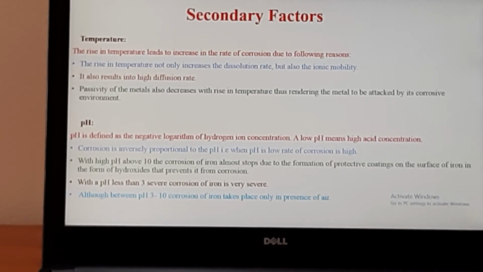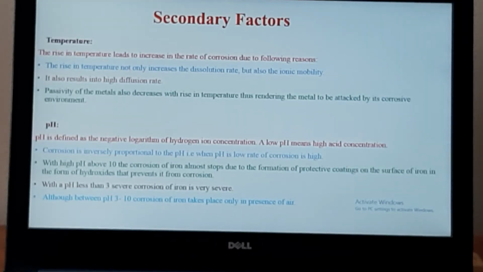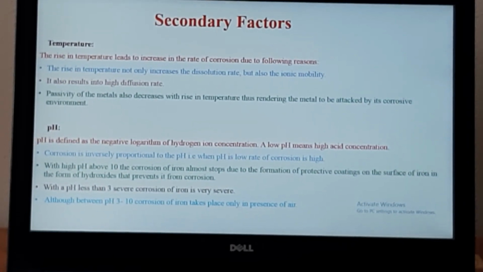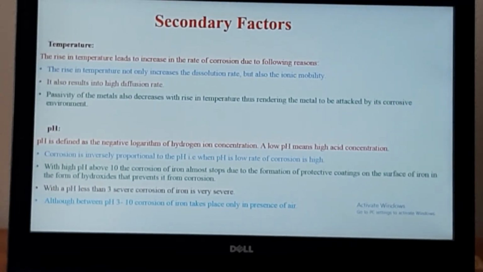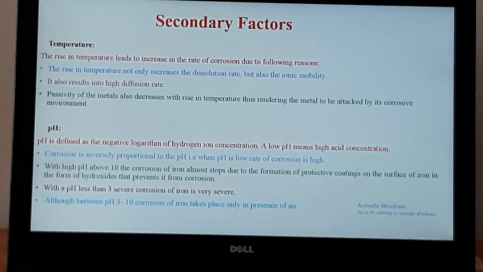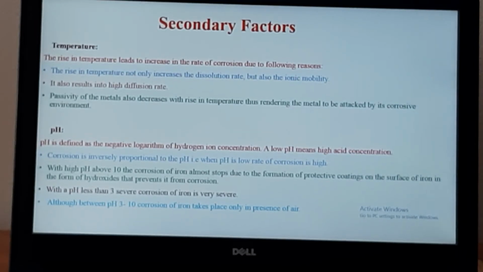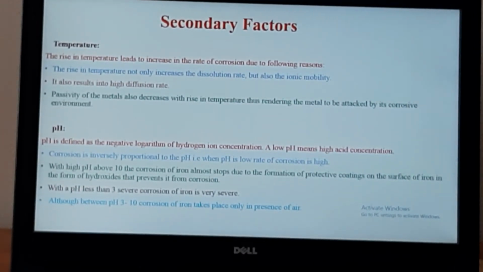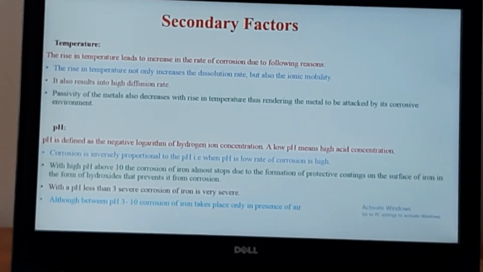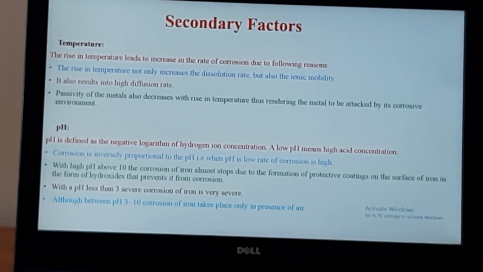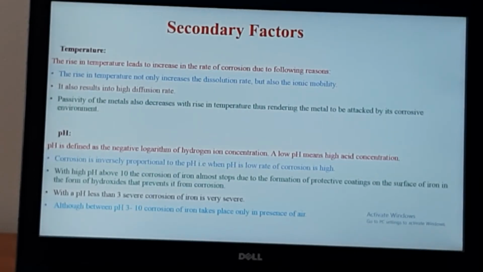Similarly, pH also plays an important role. pH is explained as the negative logarithm of hydrogen ion concentration. At low pH, the acid concentration is high and corrosion is inversely proportional to the pH. So, when the pH is low, the corrosion is high.